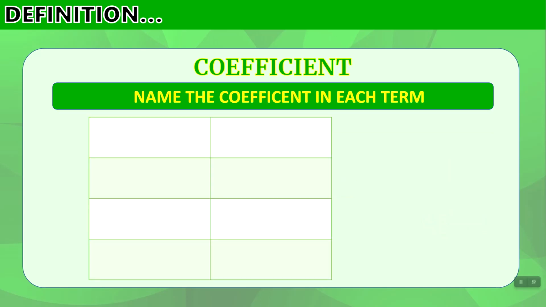Name the coefficient in each term. 7w, what is the coefficient? The coefficient is 7. What about h? What is the coefficient? I don't see a number in the front. When that happens, we know the coefficient is 1. What about 3c? What is the coefficient? Yes, the coefficient is 3. How about n divided by 2? The coefficient is not 2 because we can rewrite this as a half times n. And so therefore the coefficient is a half.